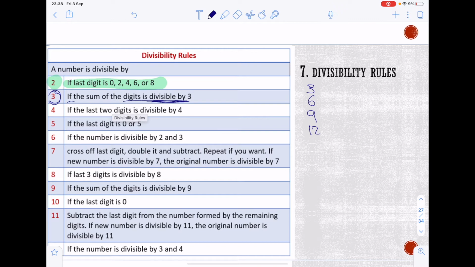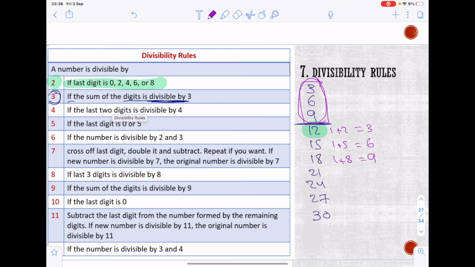Then we have 12, 15, 18, then 21, 24, 27, and then 30. If you notice, if we add these two together, 1 plus 2 gives 3, and here 1 plus 5 gives 6, and here 1 plus 8 will give 9. So we repeat, we're going back to the same three numbers.